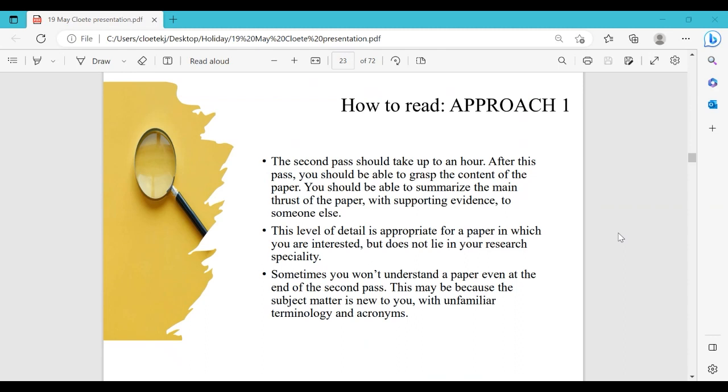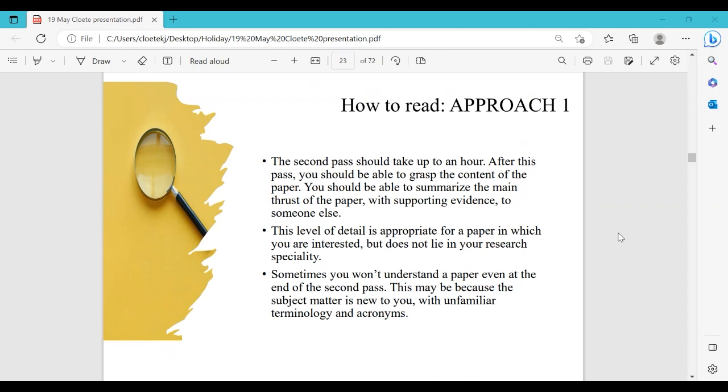Maybe you want to summarize certain information from the paper, and this level of detail is appropriate for a paper in which you are interested. So you are now interested in using this paper or gaining information from this. So you now start really looking into great detail at what the content of this paper is, how the introduction is written, what methods they are using, how they summarize their results, what type of statistical analysis they are using, and also how they discuss their results, right?